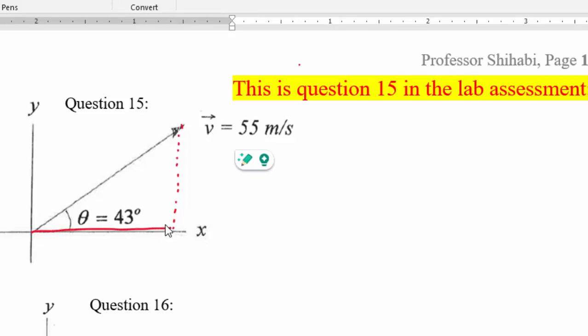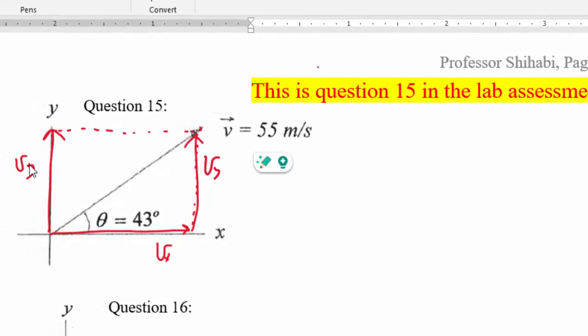on the x-axis. So this will be v sub x. And the y component will be the projection on the y-axis, which can be also placed here. So this will be v sub y. Or, of course, this one here. This vector v sub y. Of course, this vector is the same as this vector.